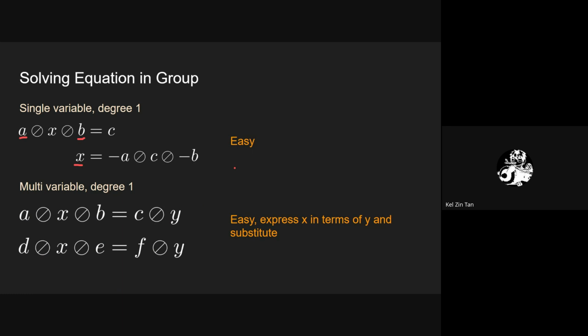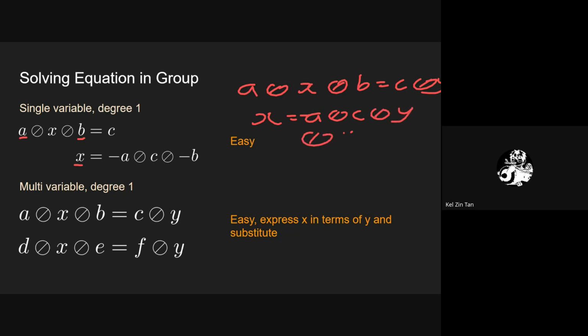Perhaps a more concrete way to write it down is, if you have A cross X cross B is equal to C cross Y, then you just move everything to one side, so you get A inverse cross C cross Y cross, I should say cross instead of slash, negative B. Then we express X in terms of Y. Then we put this back inside here. Then we get a single variable degree 1 equation. So this will be something with Y, and combine it together. Then the whole thing will be easy to solve.